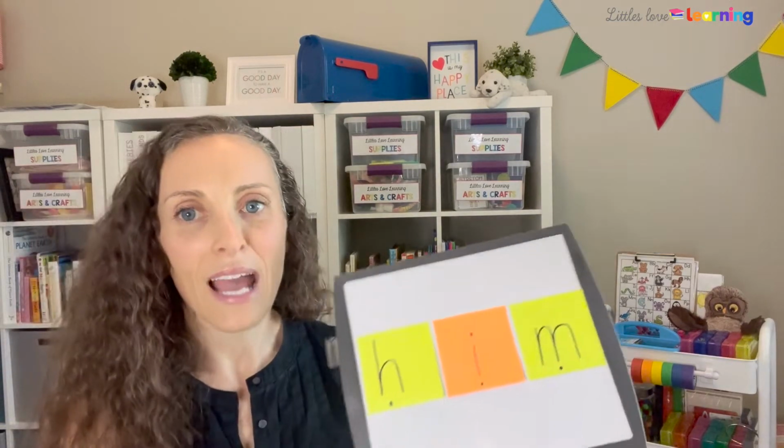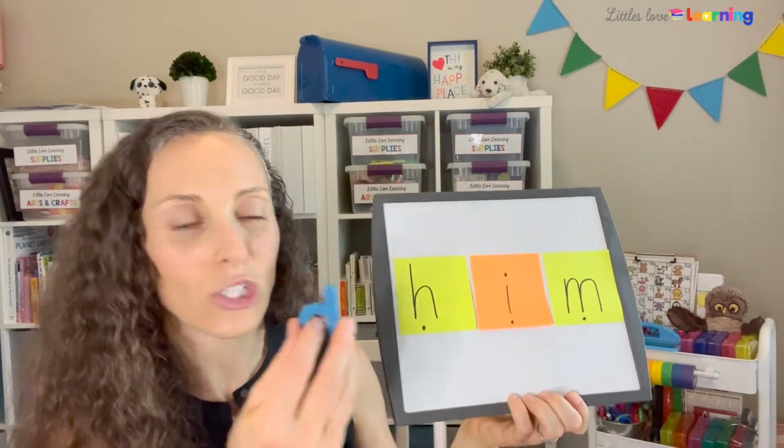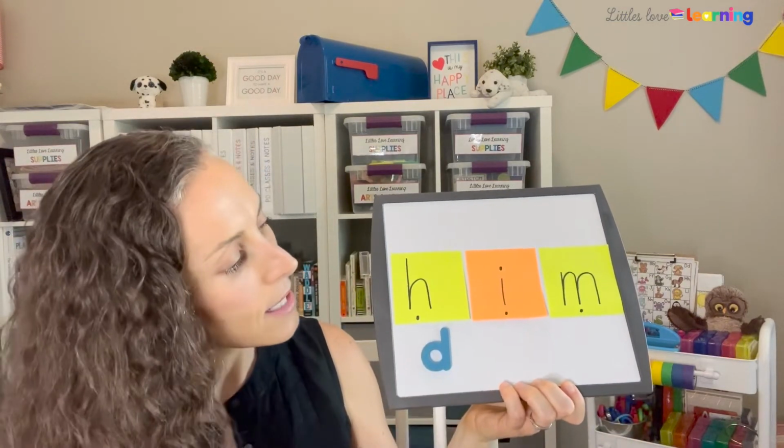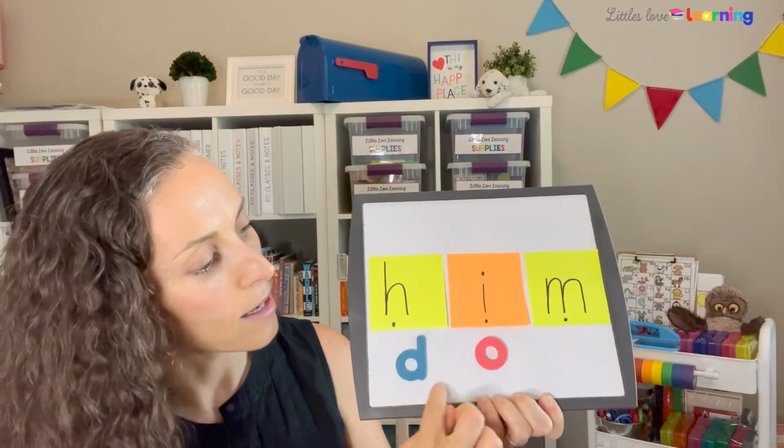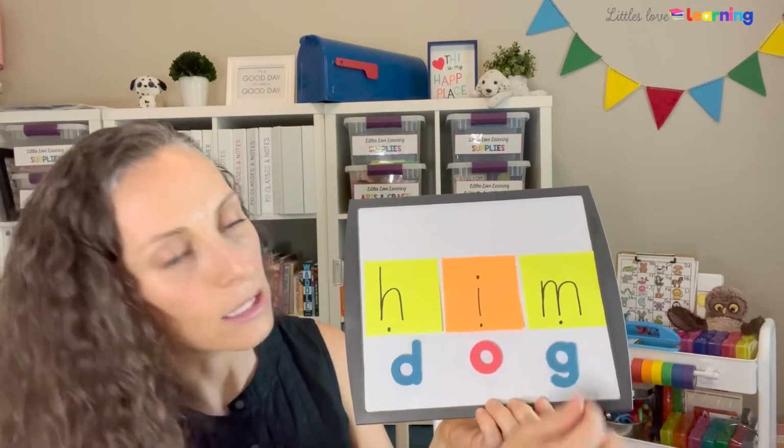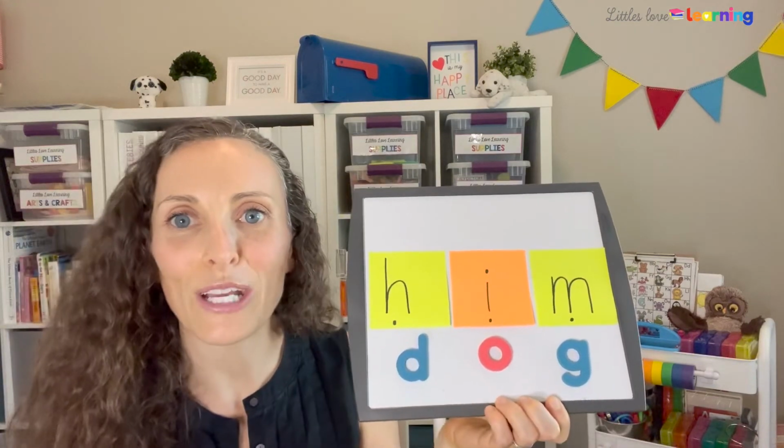And of course, if you have magnetic whiteboards with magnetic letters, which I do, I love to use this as well. So I could just put these right on here. D, a, da, g, dog. So I could use those as well.